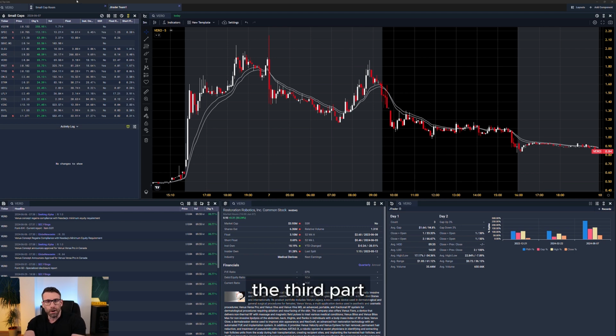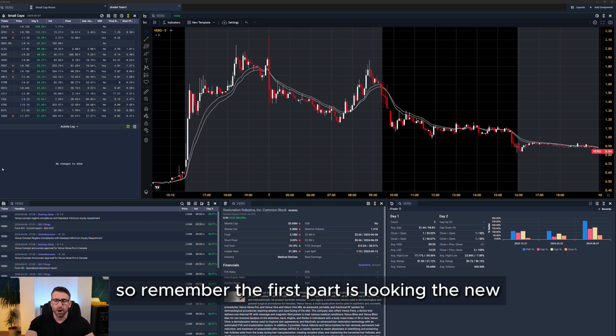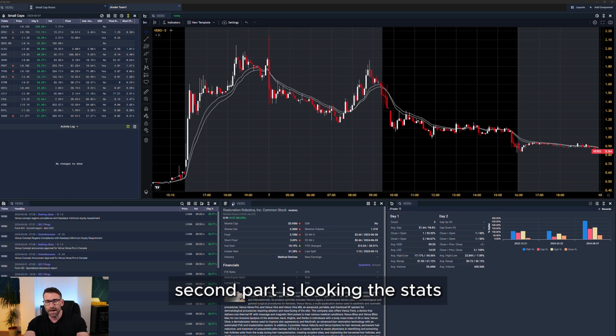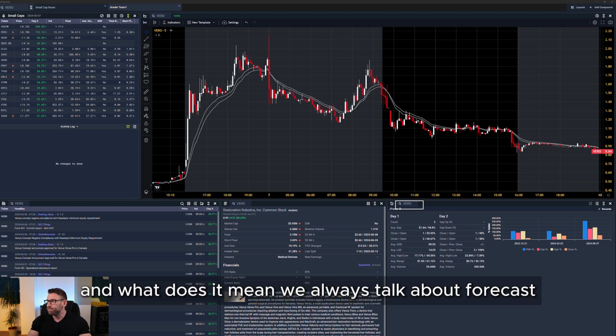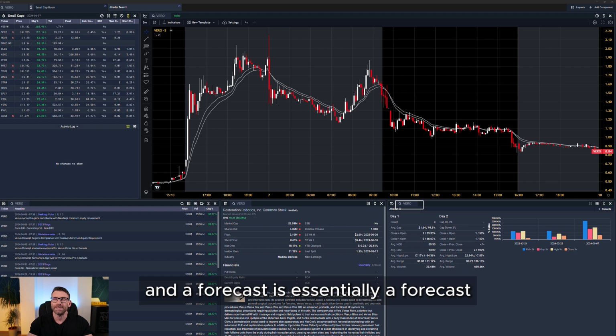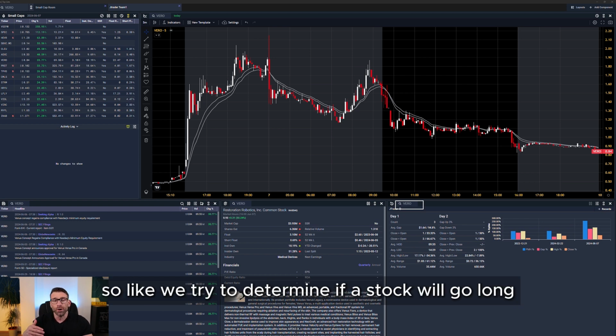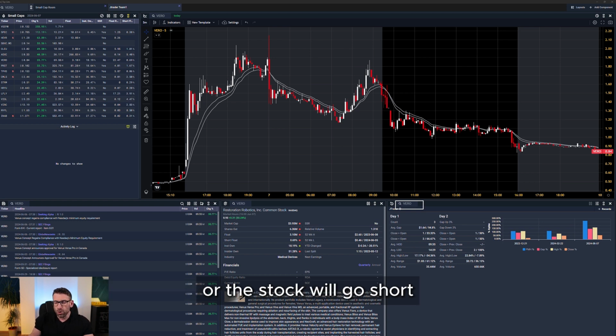The third part, so remember, the first part is looking at the news, the second part is looking at the stats, the third part is looking over here at the history of the stock. And what does it mean? We always talk about forecast. And a forecast is essentially that we try to determine if a stock will go long or the stock will go short. So if the stock will rise or fade.